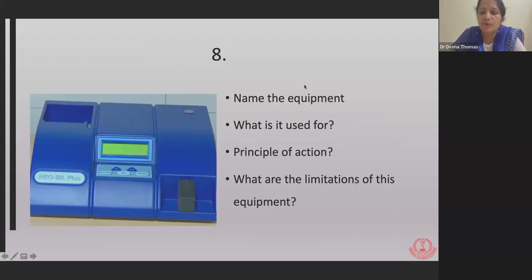Name the equipment. What is it used for? Principle of action. What are the limitations of this equipment? So not everyone would have seen this. I would like to have answers for this. What is this equipment? Very good. So some units still do have it, many of the units don't. So what is the principle? The principle will remain the same, the Beer-Lambert law. Okay.